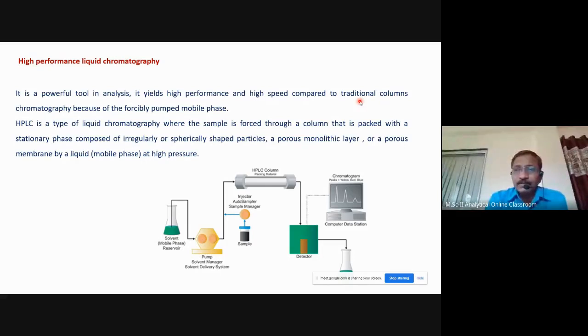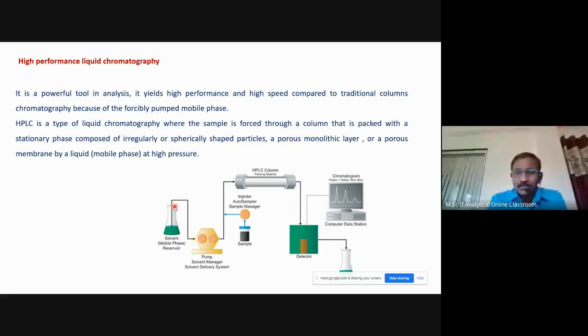So it is high speed compared to traditional column chromatography because of using a pumped mobile phase. So HPLC is a type of liquid chromatography where the sample is forced through the column, which is packed with a stationary phase. In that case, we have a particular spherical shape, a porous monolithic layer is there, and it has a membrane, with a liquid mobile phase at very high pressure. So this is the solvent mobile phase.